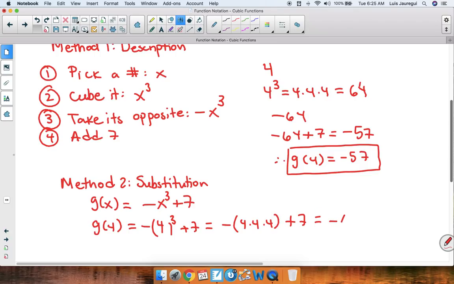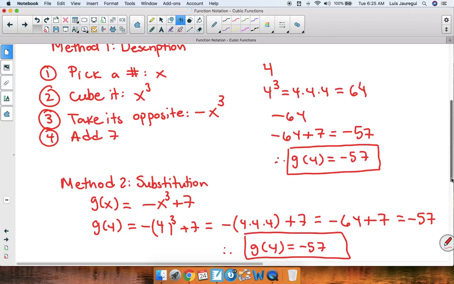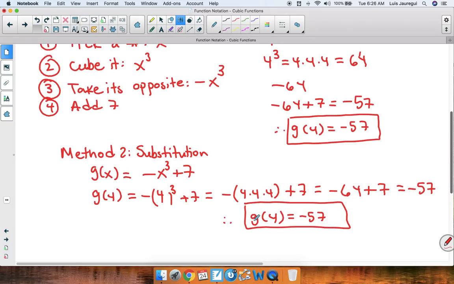So we have the opposite of 64 plus 7. And negative 64 plus 7 gives you negative 57. Therefore, we get that g of 4 is equal to negative 57, which is consistent with the previously obtained result. Now, one can say that this particular input generates the point with coordinates 4, negative 57.